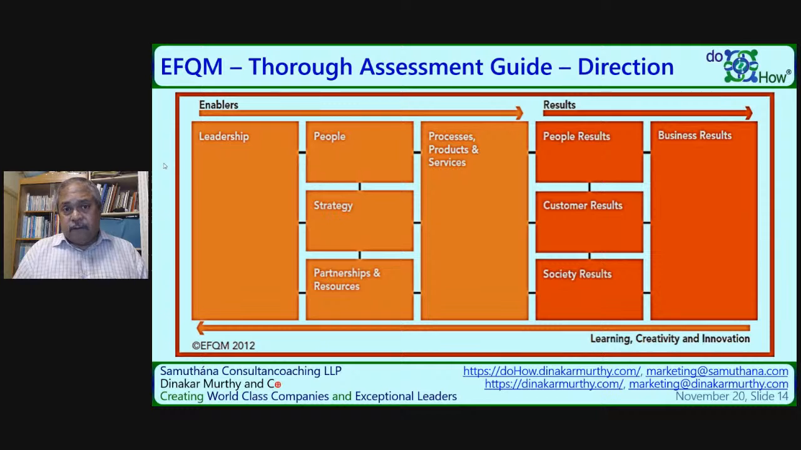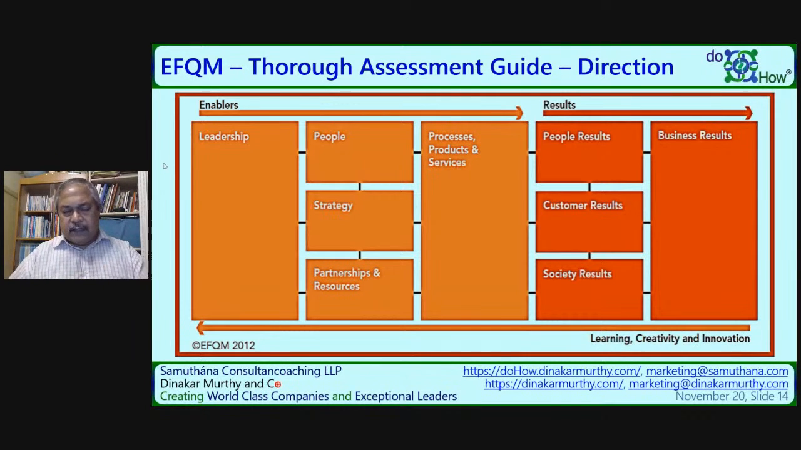And after that, our job is to read through whatever they have written there, and try to understand what their practices are when it comes to leadership, people, strategy, partnership, resources, processes, products, and services. And then see if the enablers and practices which they have introduced and implemented have resulted in any results, and is that consistent over time?